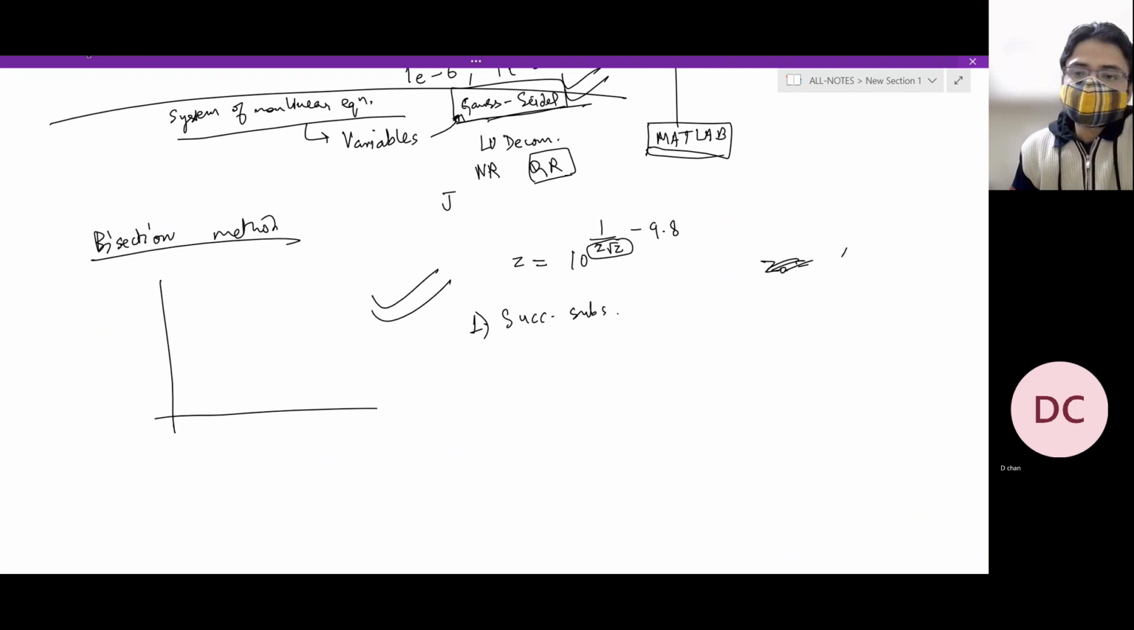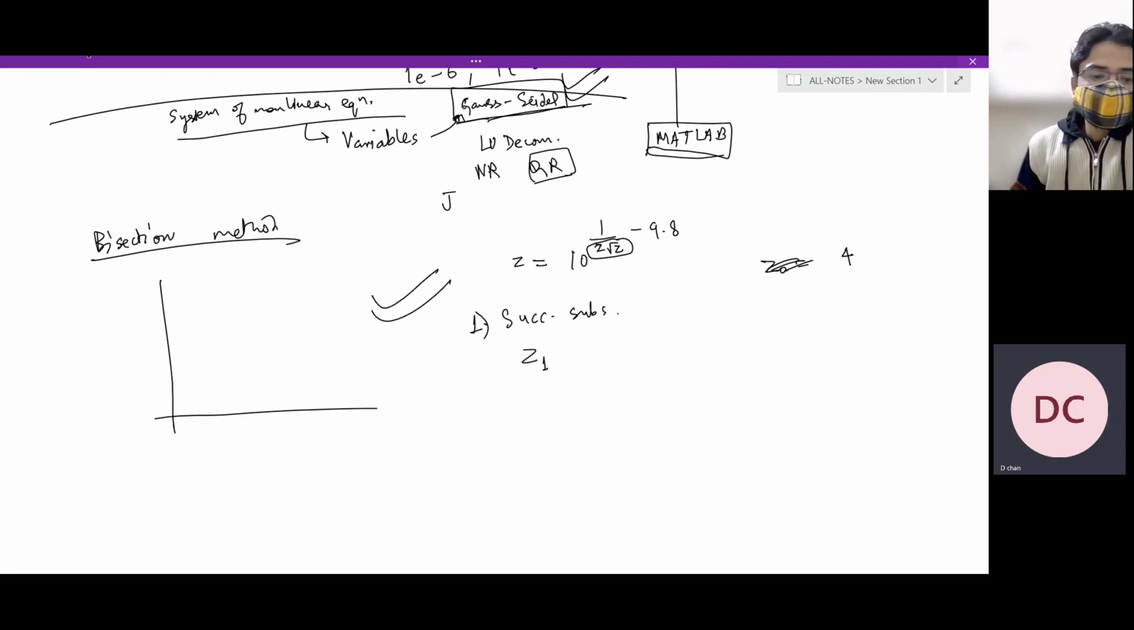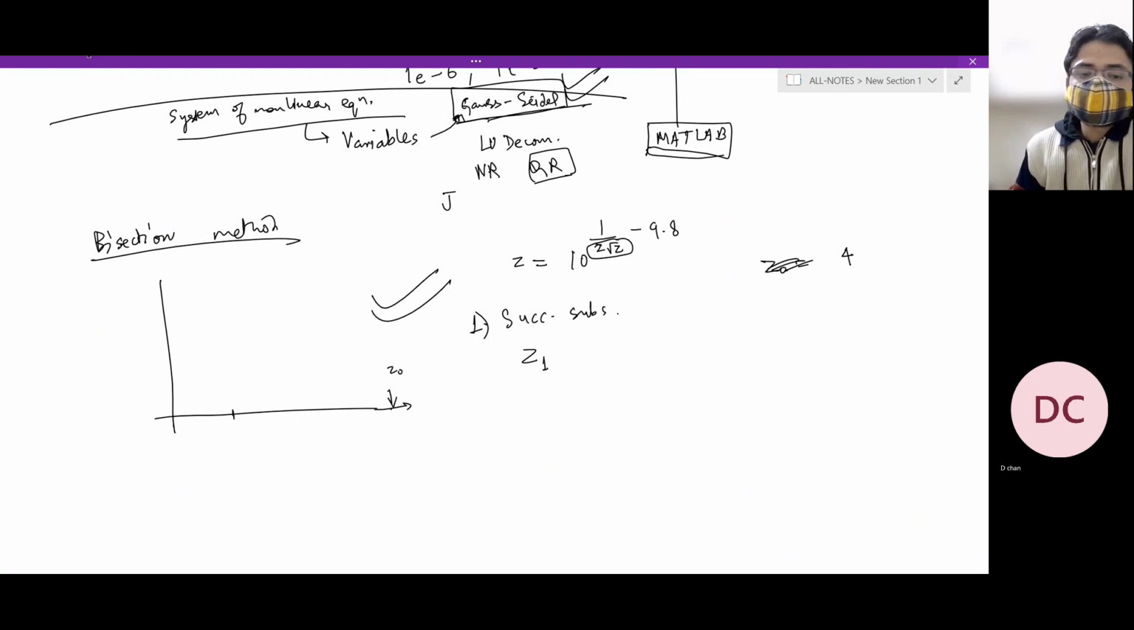Let's say you're talking about 4. Okay, so let's start with 4. The further you are from the root of the problem, let's say you're starting from here, this is z naught, and the root is here, this is z star, let's call that. So the further you are, the longer it will take to converge. That is reasonable, right?